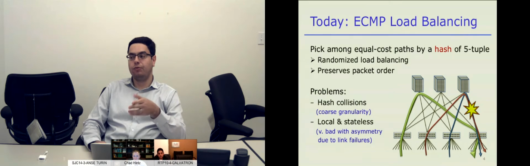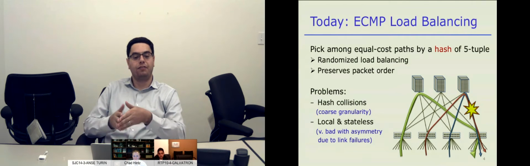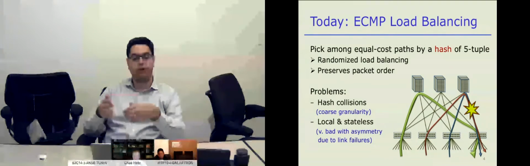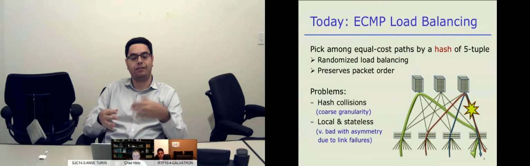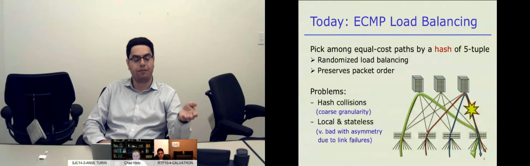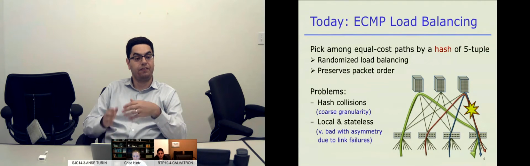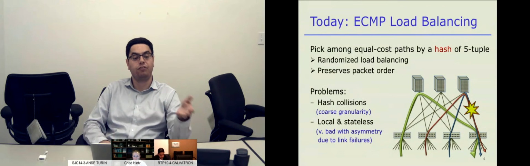What we wanted to do was to build a load balancing mechanism that would be congestion aware, that would, in real time, track the extent of congestion on different paths and make intelligent decisions based on how much congestion there is on each path.